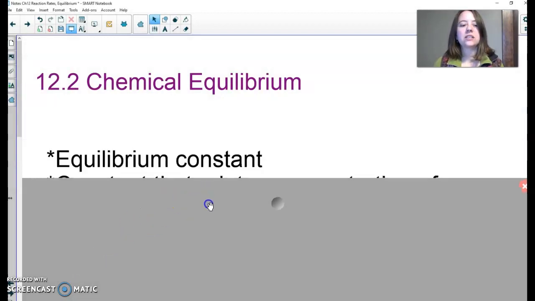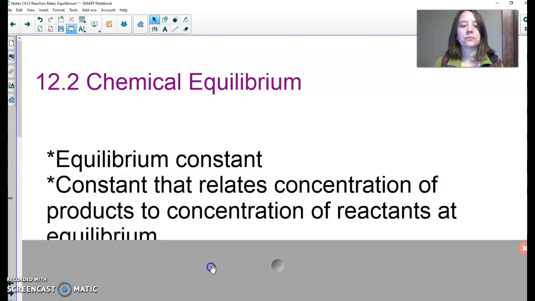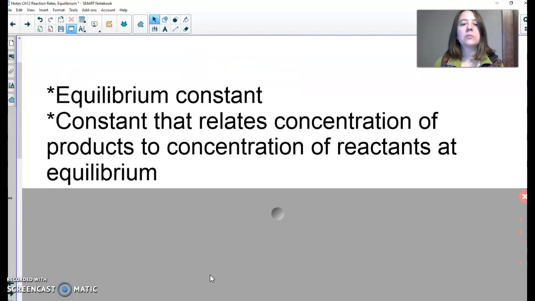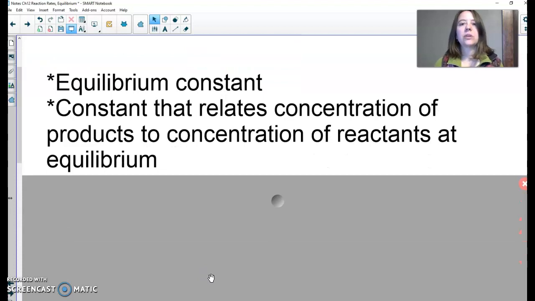Today we are going to discuss the equilibrium constant. The equilibrium constant is a constant that relates the concentration of products to the concentration of reactants at equilibrium. So let's talk about this a little bit more. It's a constant, so it's a number that doesn't change, and it relates the amount of products to the amount of reactants. Once you hit equilibrium, there's always going to be a certain ratio depending on the reaction, and that ratio is our constant.